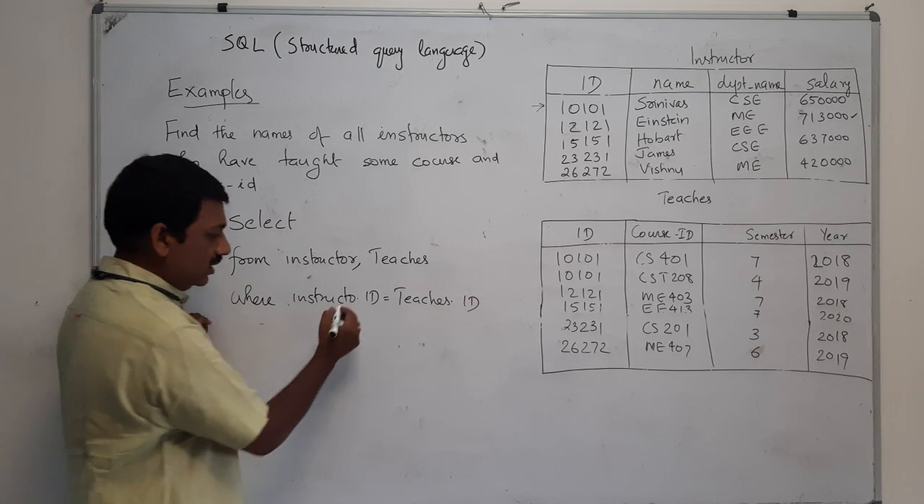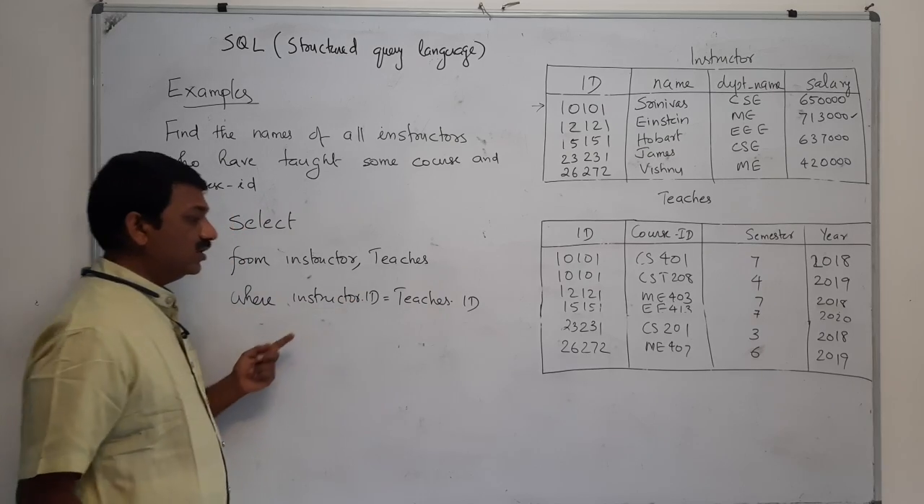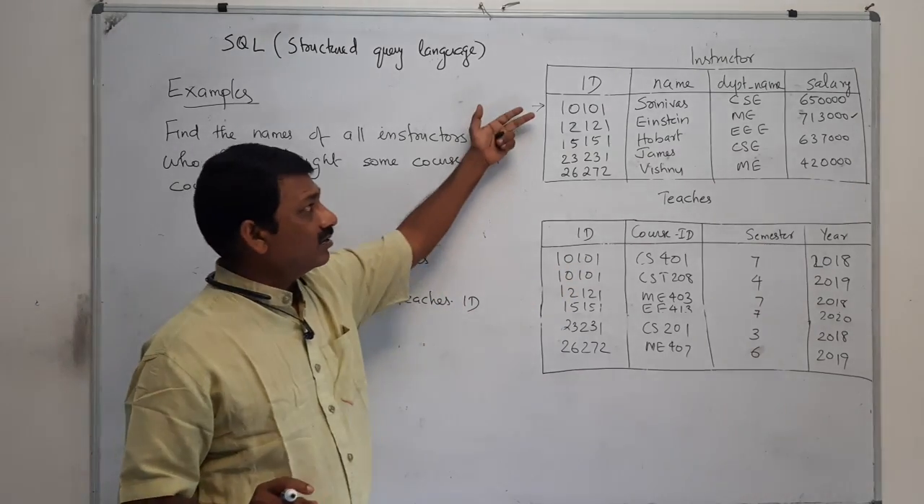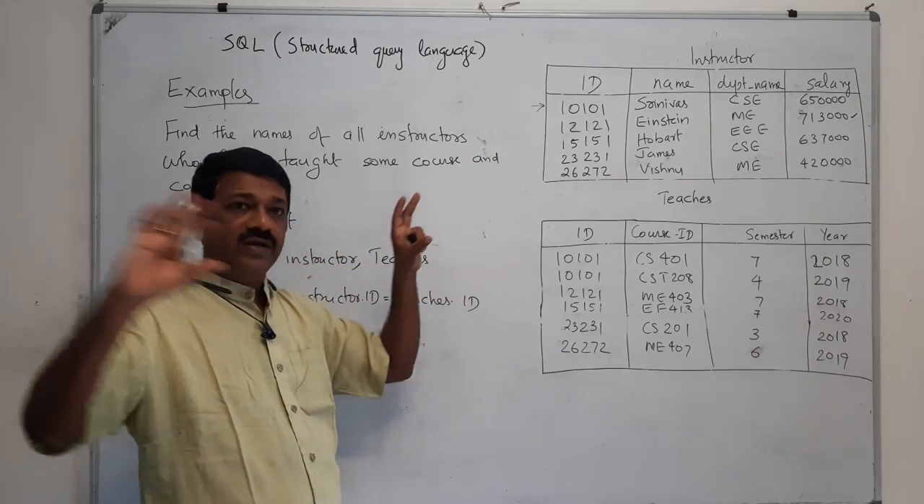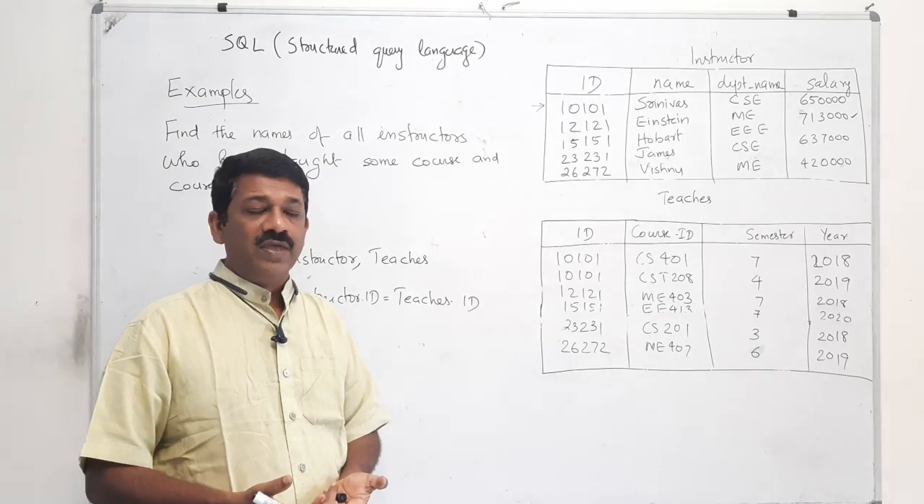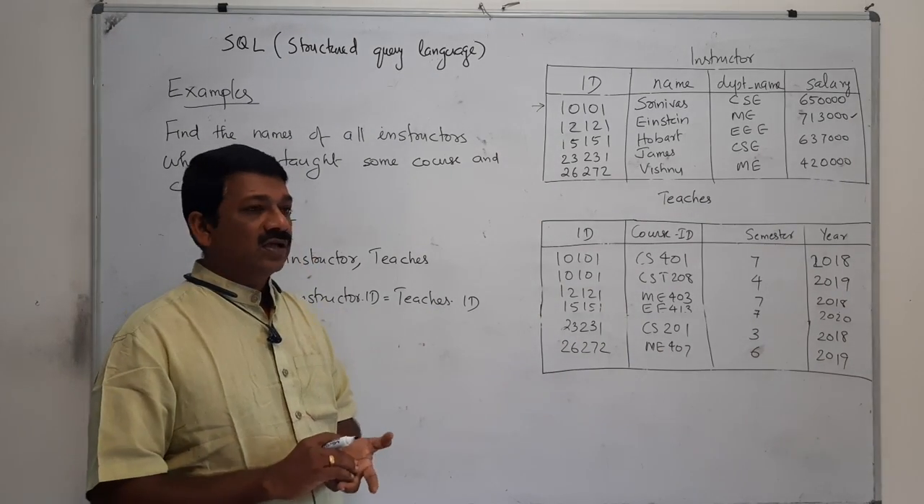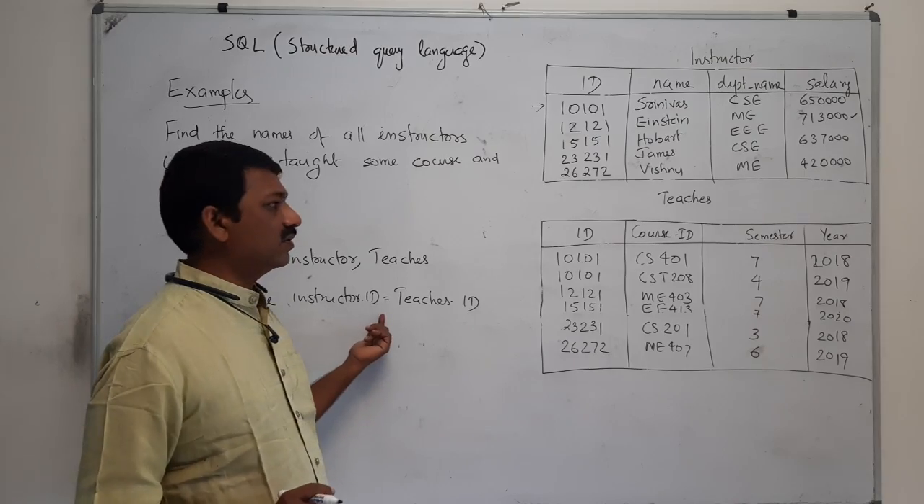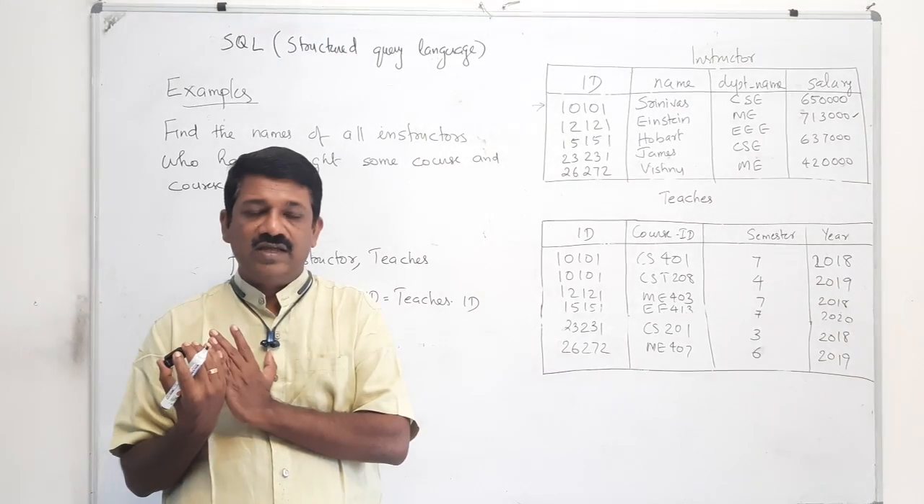Instructor.id equal to teachers.id means those tuples are selected. If you take the cross product, 30 tuples are formed, and of those 30 tuples they are valid only if teachers.id equals instructor.id. So those tuples are selected.